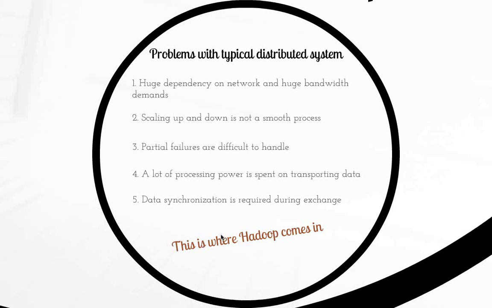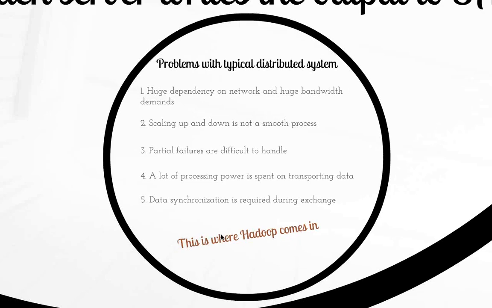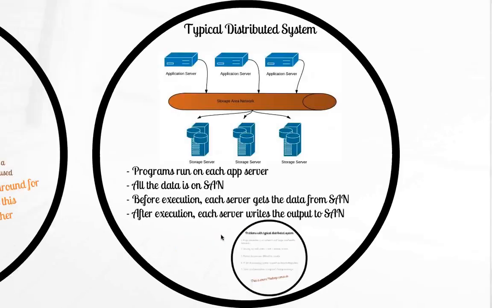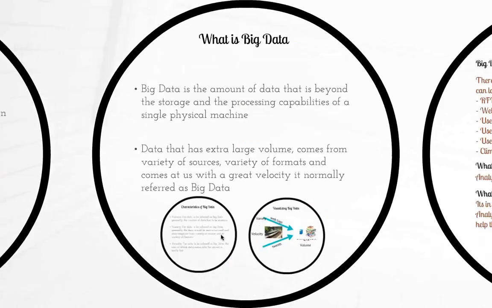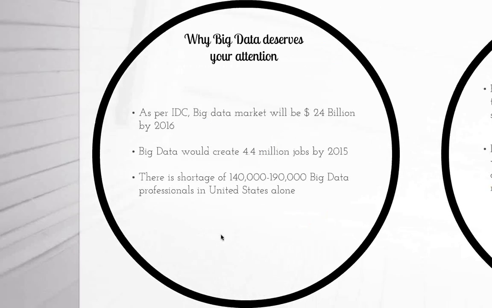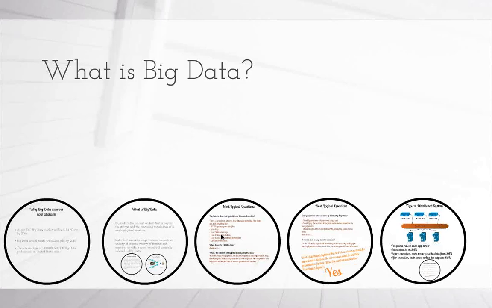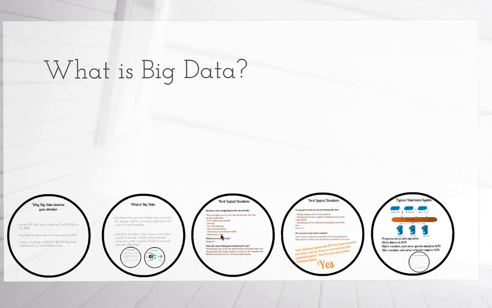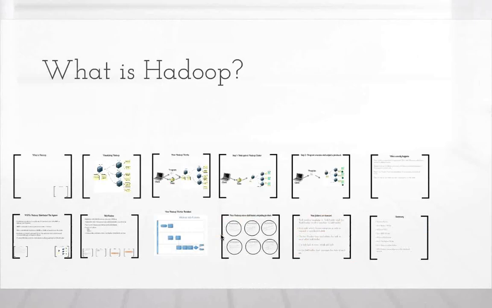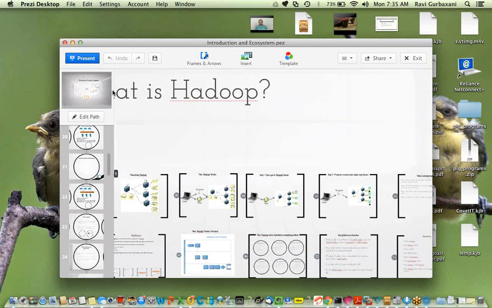Now, we've seen what the problems with a typical distributed system are. We've seen what a distributed system is. We've seen what big data is. We've seen why big data deserves your attention. And we've come to the end of the topic, what is big data. So we'll pause here and I'll open the floor for questions. Feel free to shoot any questions you have, guys.